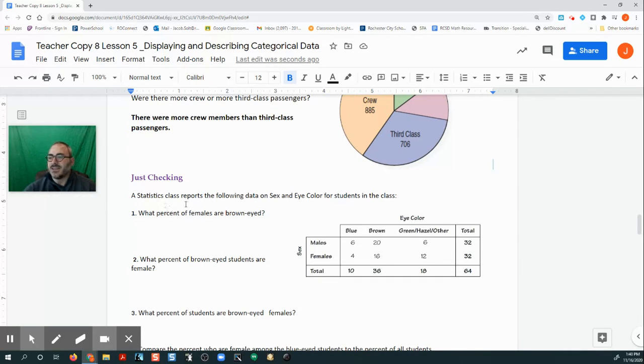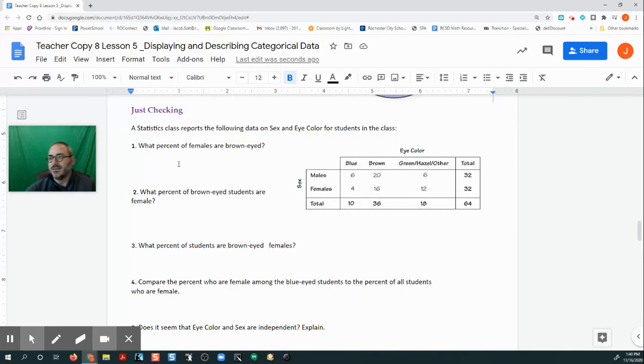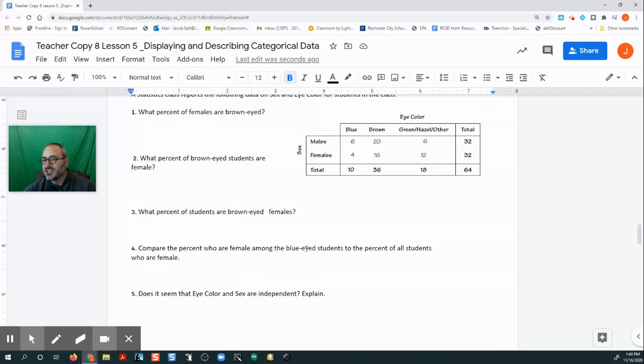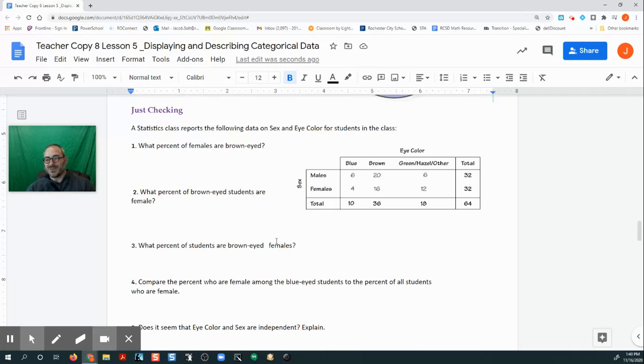A statistics class reports the following data on sex and eye color for students in the class. What percent of females are brown-eyed? We did some practice on this, and I'm going to give you a chance to answer all of these. I recommend you give each one a shot. It might take you a minute or less to do each one, so about 5 minutes to complete these 5 questions. Pause this video now and don't watch me do it. Even if you feel pretty good at this by now, you'll want the practice, so that it becomes automatic. You don't want to have to think about all these things; you want to leave your mental capacity available for bigger thoughts. So pause me now and give this a try.